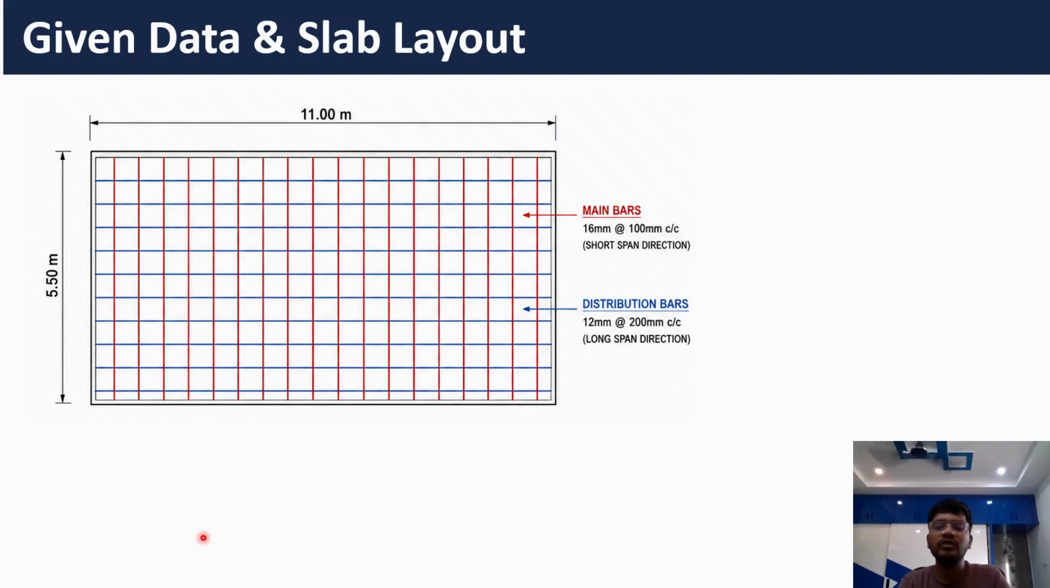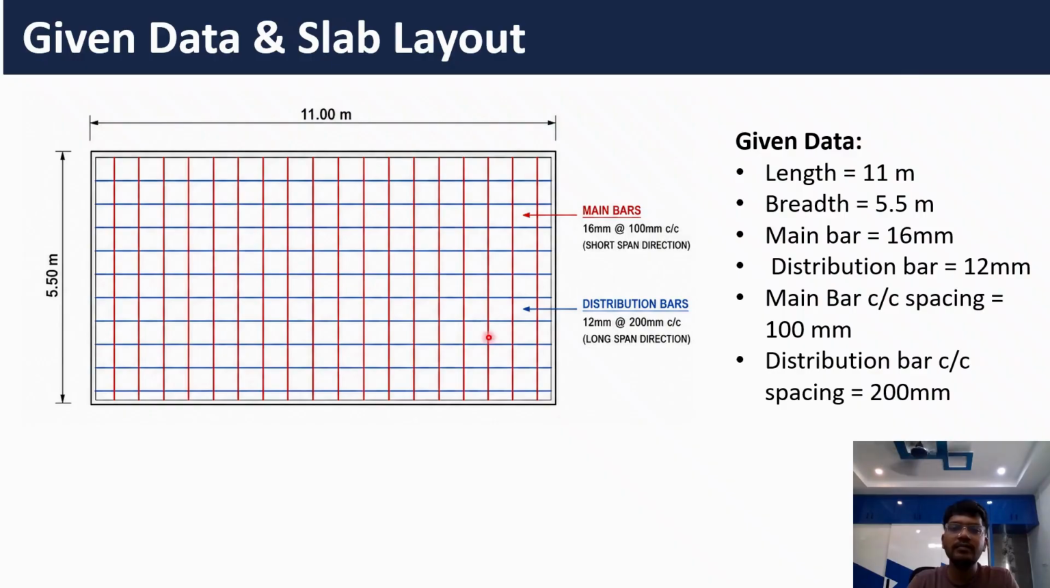Let us first understand the slab geometry. So we have a slab with 11-meter length and 5.5 meter breadth. So this is a two-way slab. Here we are using main bar of 16 mm diameter and distribution bar of 12 mm diameter. Distribution bars are placed at 200 mm center to center spacing and main bars are placed at 100 mm center to center spacing. So this is the given data which we have currently with us. Length is 11 meter, breadth is 5.5 meter, main bar diameter is 16 mm, distribution bar diameter is 12 mm, main bar spaced at 100 mm and distribution bars are spaced at 200 mm.